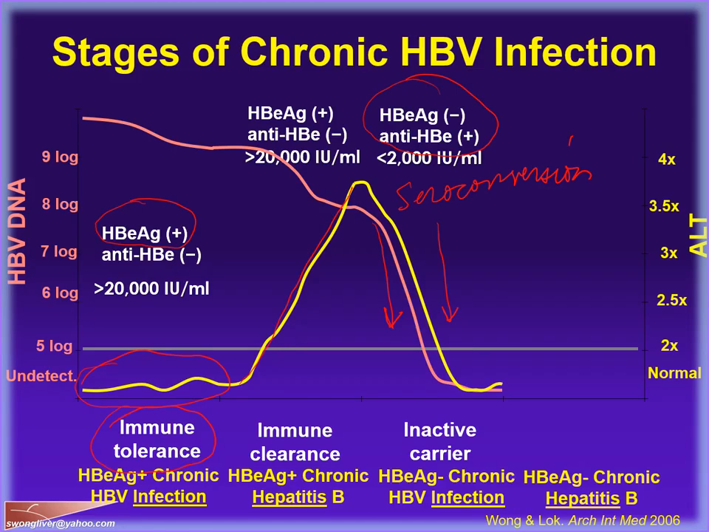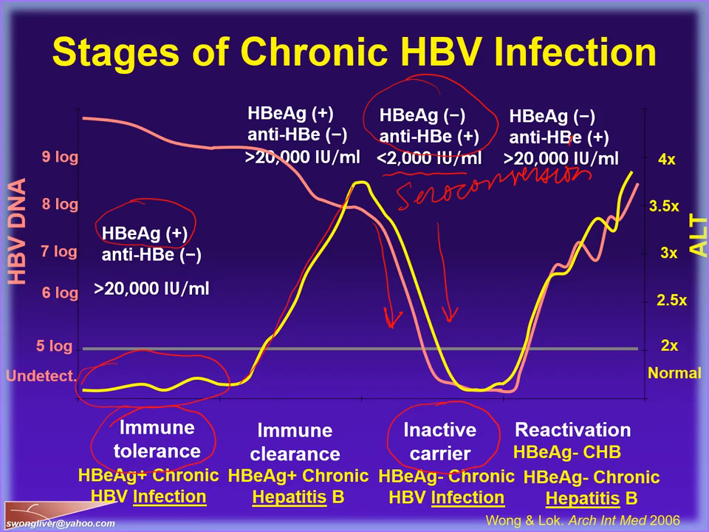When that happens, we now have what we call the inactive carrier stage, meaning the patient is still infected because the HBs antigen will still be positive in these patients. But the HBe antigen is negative already. Your DNA levels are very low, less than 2000 IU, and your ALT is normal.